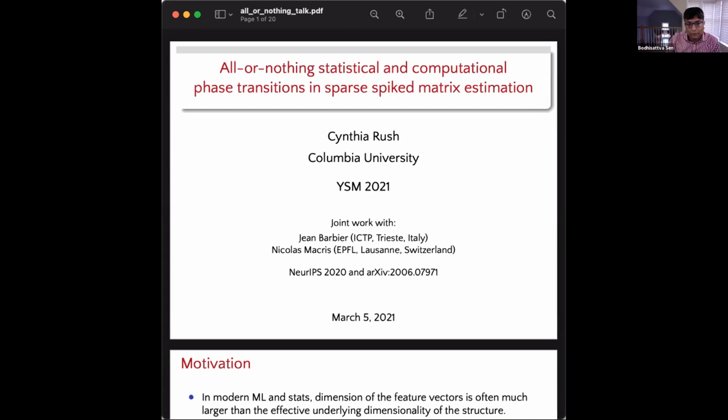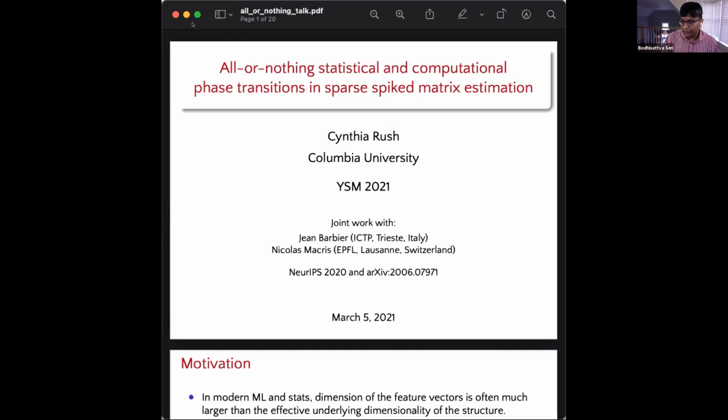So I don't expect that the regimes where the transitions occurred would change that much, so long as we're still in a low rank setting. If the rank is small but fixed, let's say, I would expect that things happen similarly, but that's just speculation. So makes sense. Thanks.